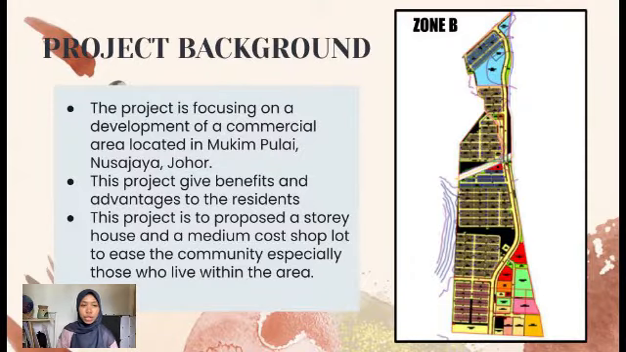Project background. This project is focusing on a development of a commercial area located in Mukim Pulai, Nusajaya, Johor Bahru. This project is to give benefits and advantages to the residents. This is because the project is basically to provide an opportunity for the Johor residents to have their own house. This project is also to propose a medium-cost shop lot where the business of daily household needs eases the community, especially those who live within the area. We are required to design a development in Zone B. So this is the topographic plan of Zone B.